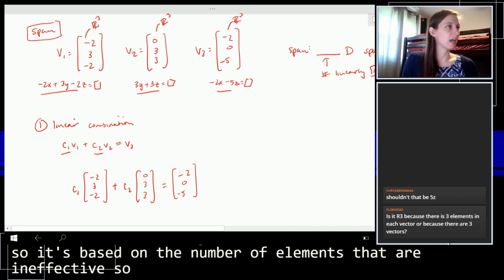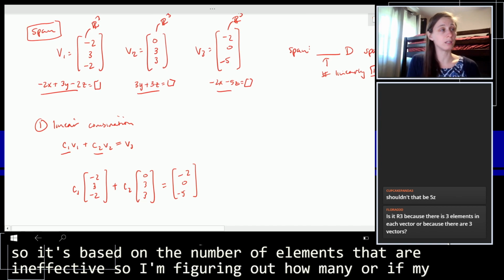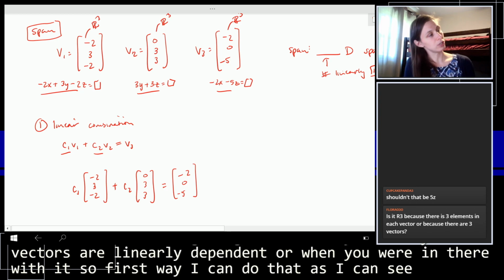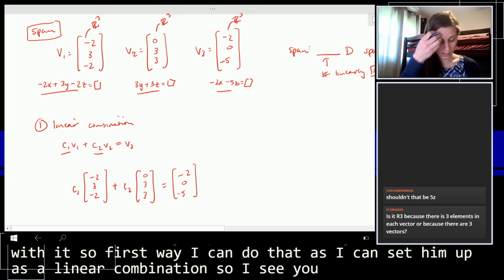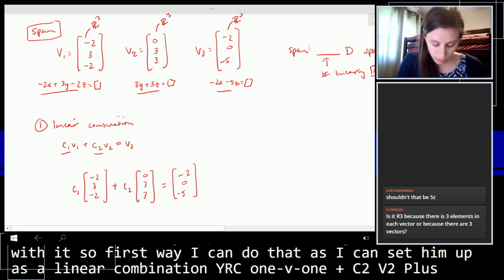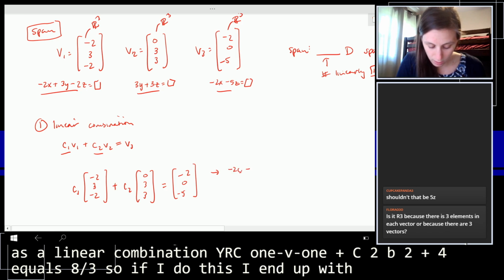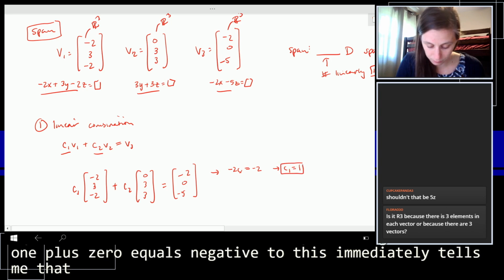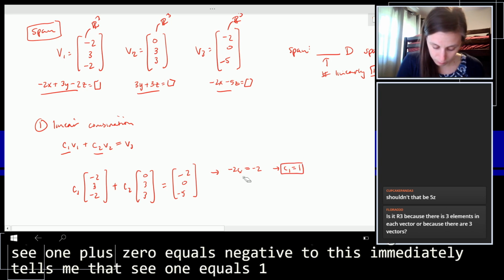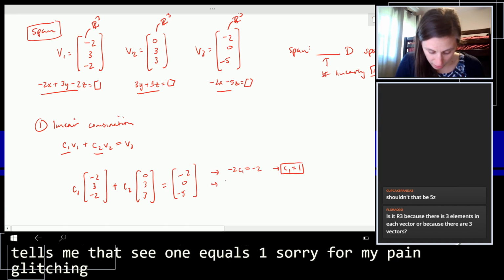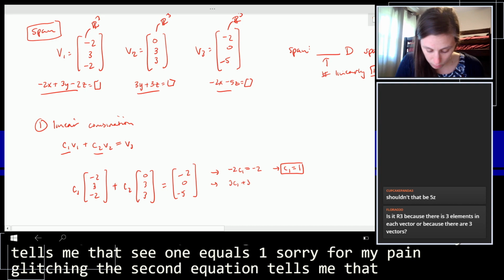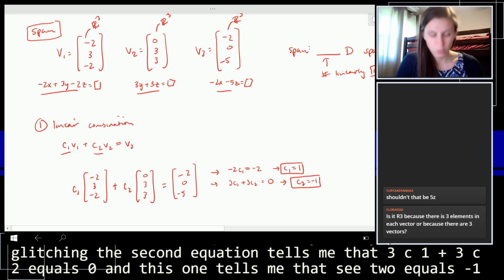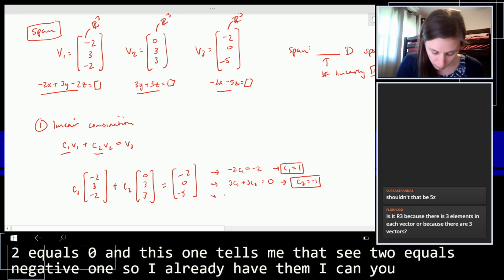Okay, so I'm figuring out if my vectors are linearly dependent or linearly independent. The first way I can do that is to set them up as a linear combination. So I have C1 V1 plus C2 V2 equals V3. If I do this, I end up with negative 2 C1 plus 0 equals negative 2. This immediately tells me that C1 equals 1. Sorry for my pen glitching. This second equation tells me that 3C1 plus 3C2 equals 0, and this one tells me that C2 equals negative 1. So I already have them. I can use my last one to check.